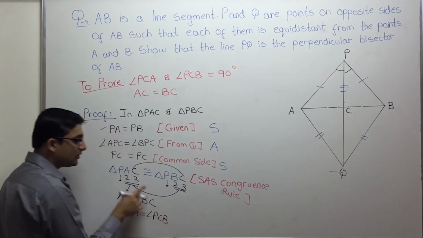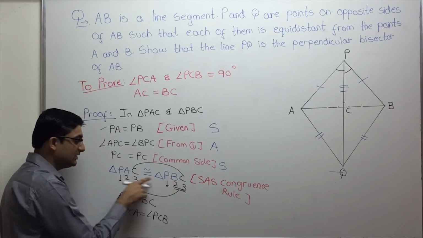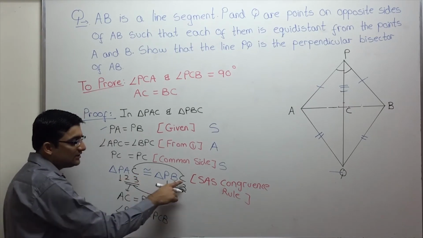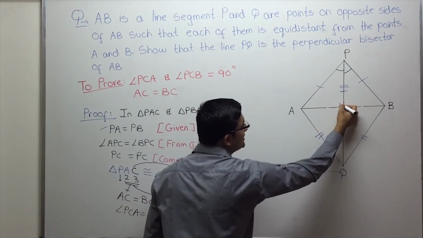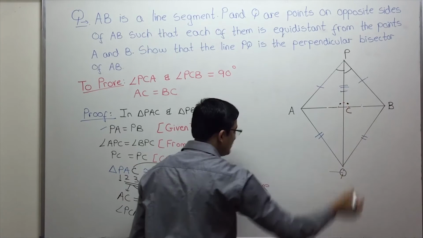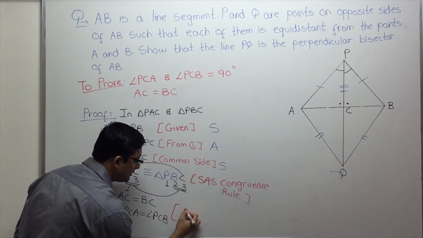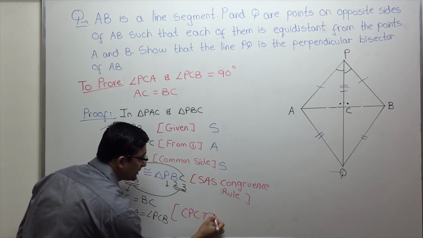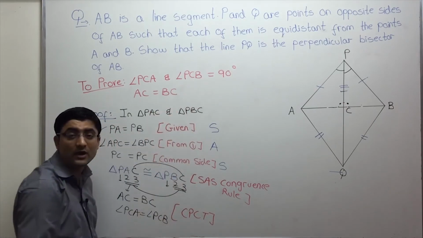Why? You can see from the congruent statement. Third letter is angle C, corresponds to third letter angle C. So angle C of this triangle is equal to angle C of this triangle. What is the reason for these two things? CPCT. Corresponding parts of congruent triangles. Now, as of now, we have just proved AC is equal to BC. We have not shown these two angles to be 90.